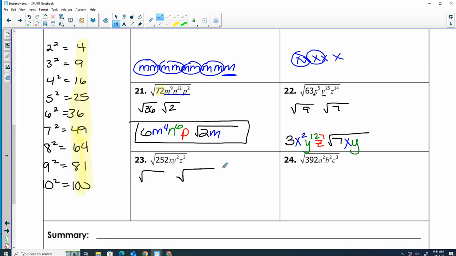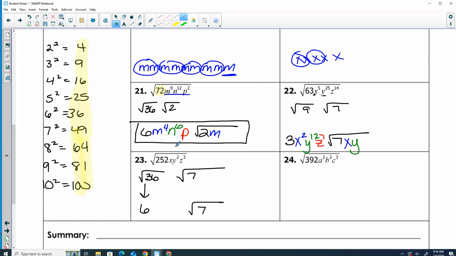Alright, 252. Need a perfect square that goes into 252. Everybody should be grabbing a calculator and trying to help me find one. 36 times 7 equals 252. The square root of 36 we can do is 6. I can't do the square root of 7, so it stays.